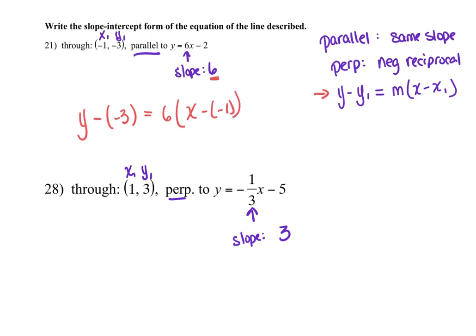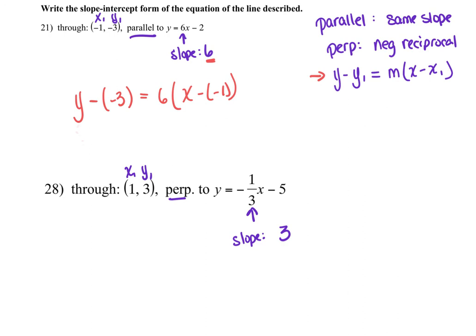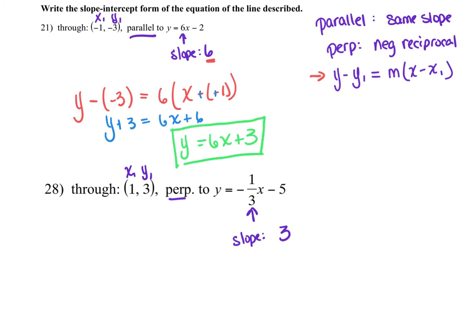And of course, you will want to simplify this as much as possible. So I'm going to say y plus 3, this is plus as well, equals 6x plus 6. Subtract my 3 over, y equals 6x plus 3. That's my parallel line.